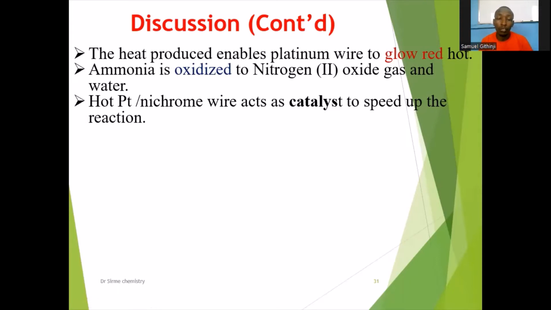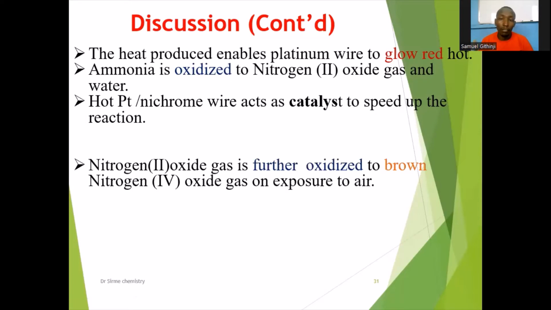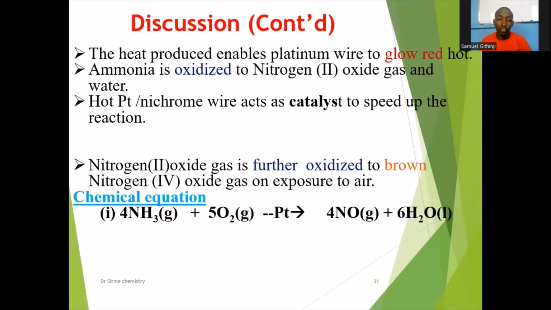Do not forget that. If you think about nitrogen 2 oxide, a very unstable gas that can easily be oxidized further to nitrogen 4 oxide, that's exactly what happens. Nitrogen 2 oxide is a colorless gas, so you cannot observe it. But nitrogen 4 oxide, you're going to observe it as the brown gas there, as you can see. The chemical equation for that, you can see. And even when nitrogen 2 oxide is oxidized further, you can see what is happening.